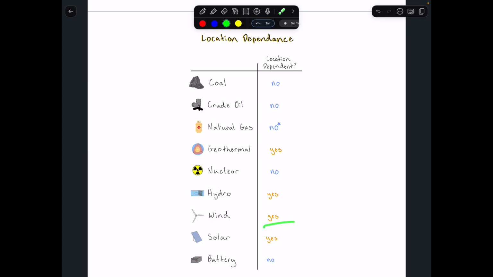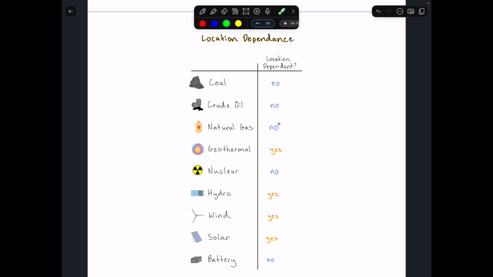And then wind is location dependent. The best regions for wind are the regions that have strong and consistent winds. This is pretty common up by the Scandinavian countries, where out on the water and on the coastline there is pretty strong continuous wind. But in other regions, typically more inland, the wind isn't as strong.